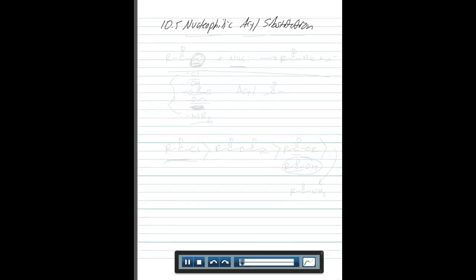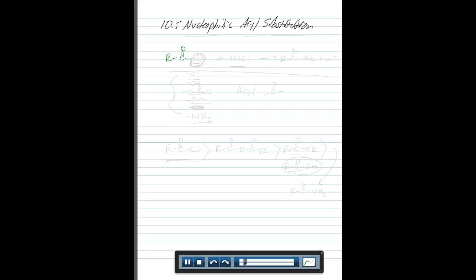All right, the next part of this chapter is the mechanisms and the reactions that you can do with acid chlorides and anhydrides and esters and amides and nitriles and carboxylic acids. What can you do with these? How do you interconvert them? And basically, it's based on the same mechanism over and over again. Okay, this is basically what the mechanism is.